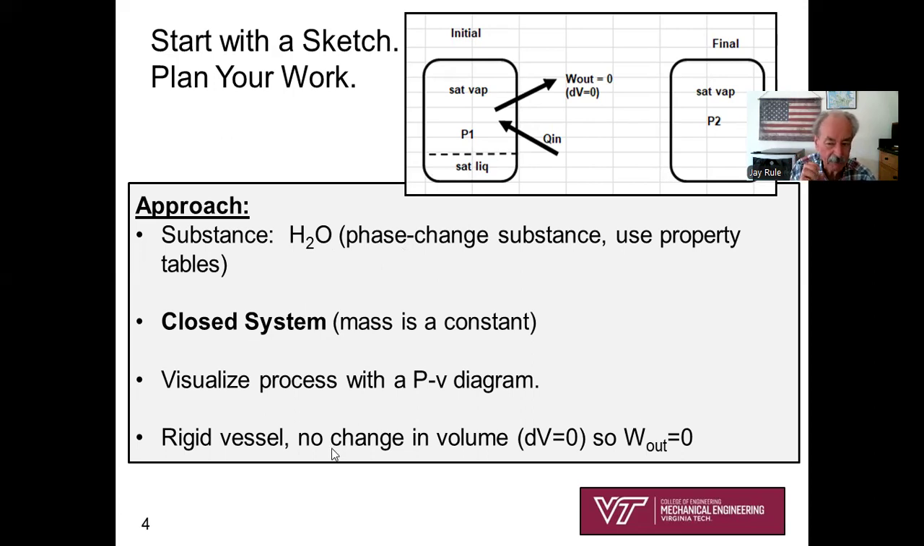You may have already thought, oh, I'm way ahead of you here. It's a rigid vessel. The volume does not change. It's a closed system. Let's see, the work done is the integral of P dV. And so since it's a rigid vessel, dV, even the incremental change in volume, is 0. So since dV is 0, the integral of P dV is 0. So the work out is 0. We're just going to immediately write that down.